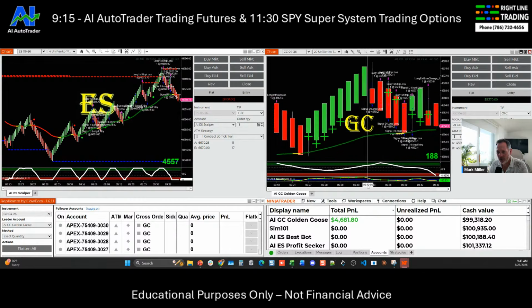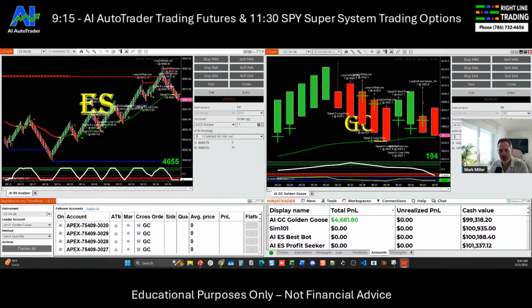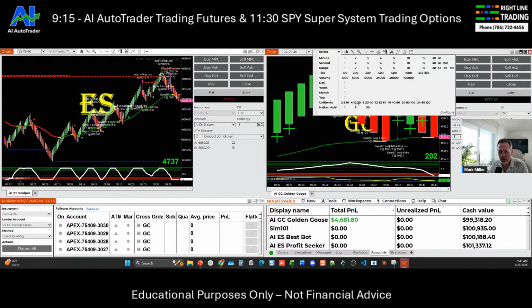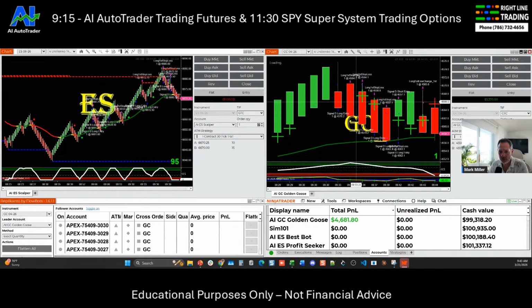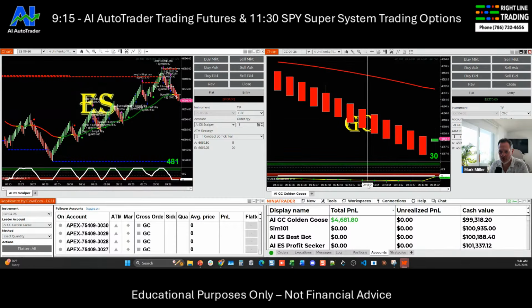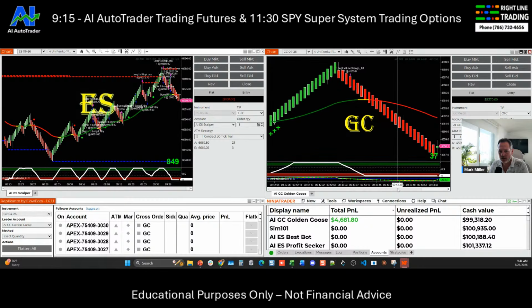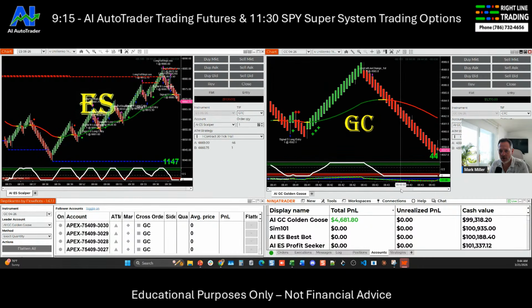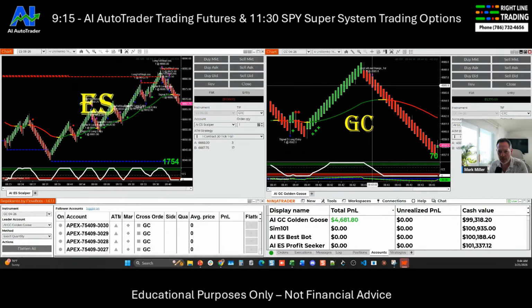I have the Golden Goose over here on the right on a 20 Renko, but to get down into the nuts and bolts of where this one's really trading, it's trading on a four Renko on gold. Oh wow, look at that beauty. Signal D extra long, exit on a line change right there. That's a nice one.